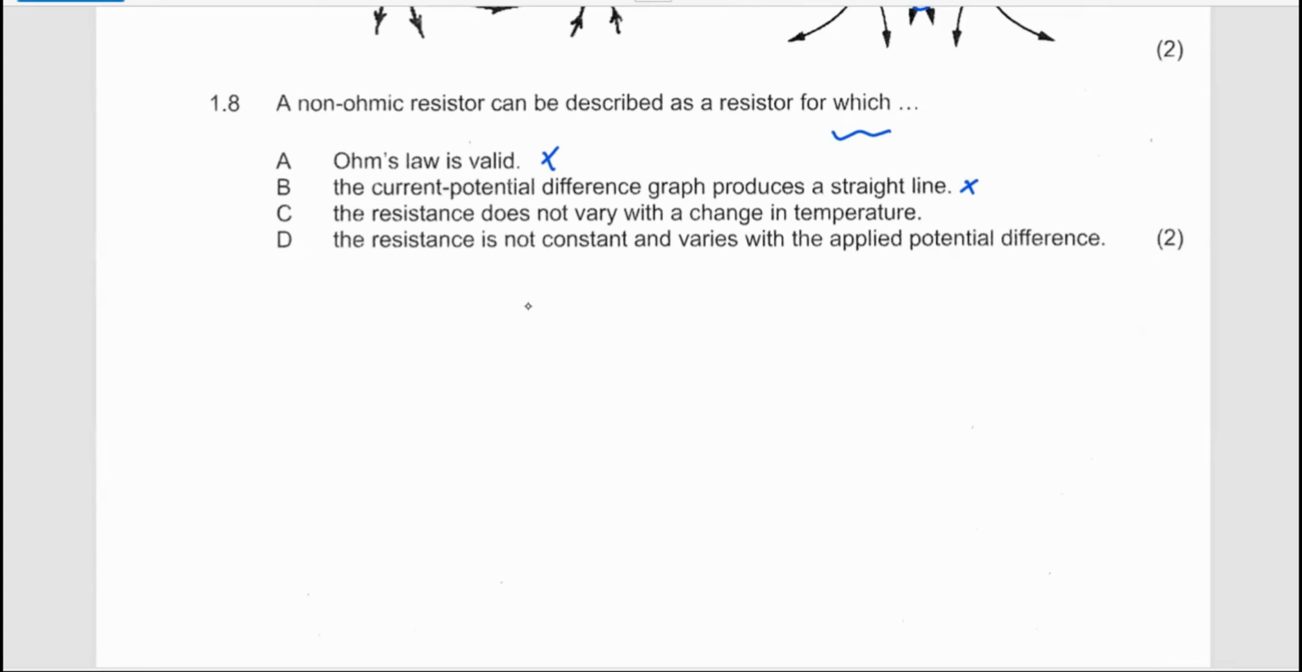Well, with ohmic conductors, we remember Ohm's law. Normally it talks about the temperature being what? Being constant. So if the temperature increases, even the resistance will definitely change, whether it is ohmic or non-ohmic. So option D, the resistance is not constant, okay, and then it varies with the applied potential. So option D would be the best for me, okay.